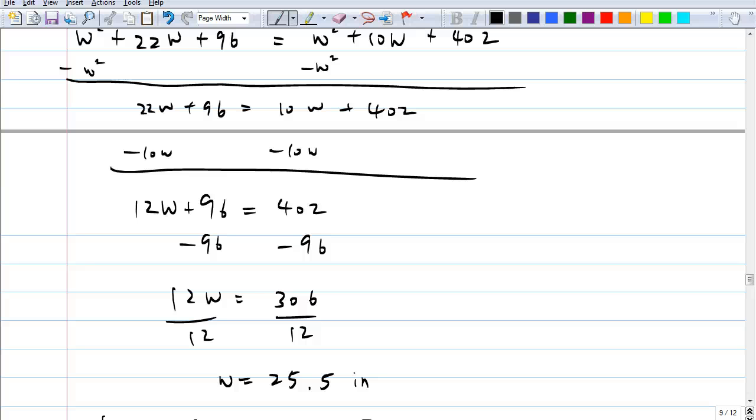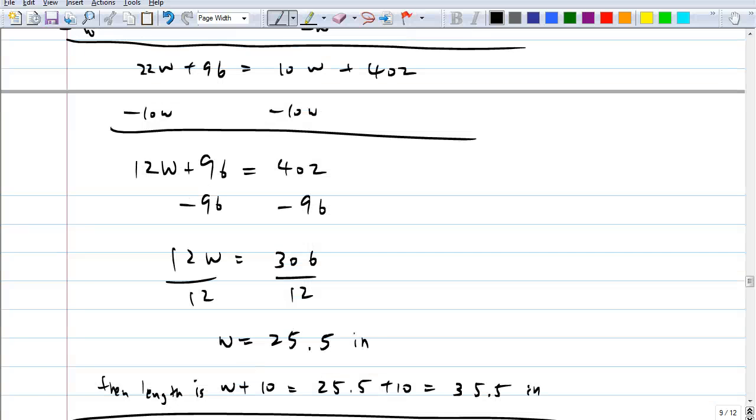Now, what's my length then? Thank you, Amy. Yes. 35.5. How'd you get 35.5? Who could answer? Yes, Stephanie? You add 10 to this. Why? Because it says that the length is 10 inches longer. Exactly. It says length is 10 inches longer. Thank you for raising your hand. So there's 35.5. The answer.